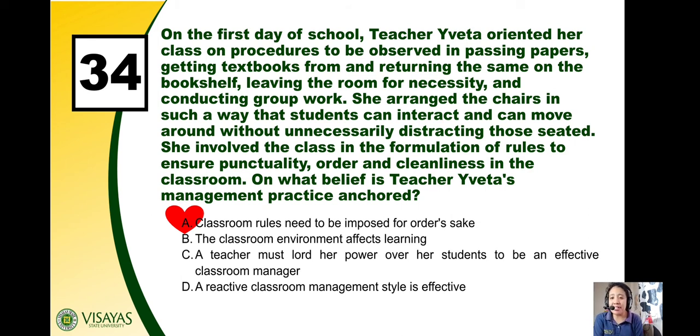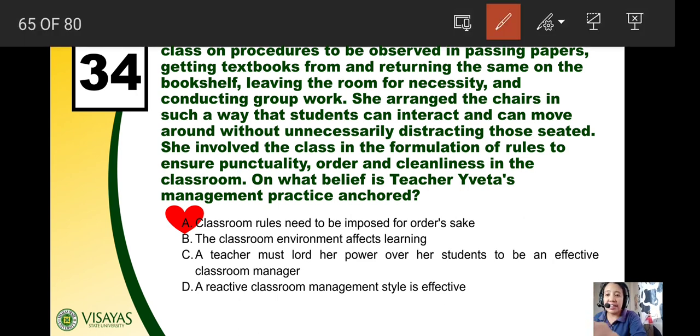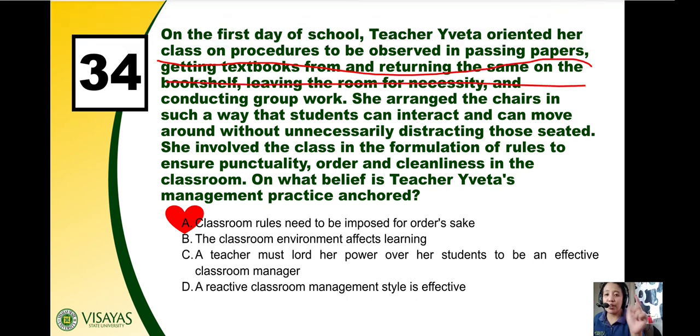So, if you notice, what number 34 is pointing at, the situation in 34, there is always a rule. Even just in submitting papers, there is a rule. So, in order to make it good, there should be rules that should be imposed. So letter B, it is not really about the classroom environment being the priority. The priority here is more on orienting on the class procedure, observing passing papers, and so on.